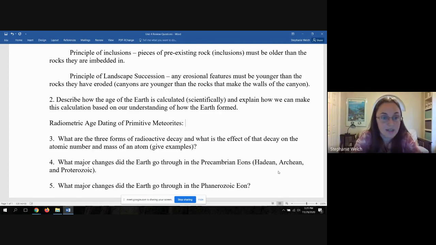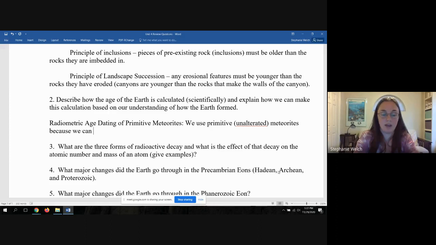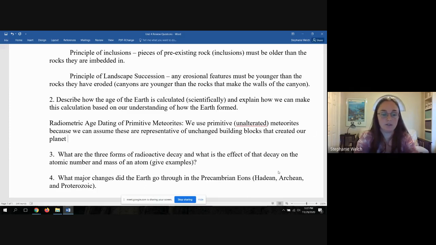So let me type out some of this here. I'm doing a lot of talking, not a lot of typing here. Radiometric age dating of primitive meteorites: we use primitive or unaltered meteorites because we can assume these are representative of unchanged building blocks that created our planet 4.54 billion, well, let's just say for now, billions of years ago.